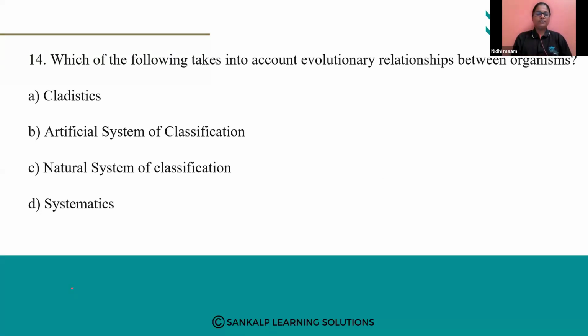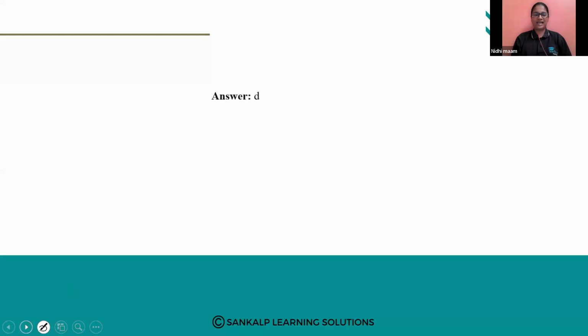Good. Most of you answered option B. Some of you answered option C. The right answer is option D. In systematics we consider evolutionary relationship. Option D is the right answer.